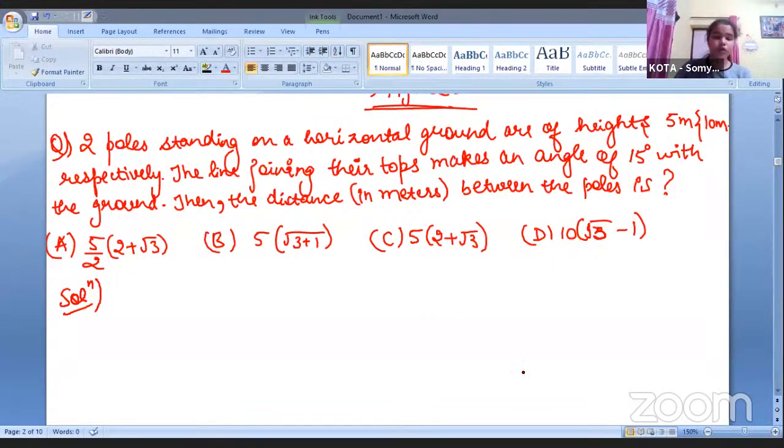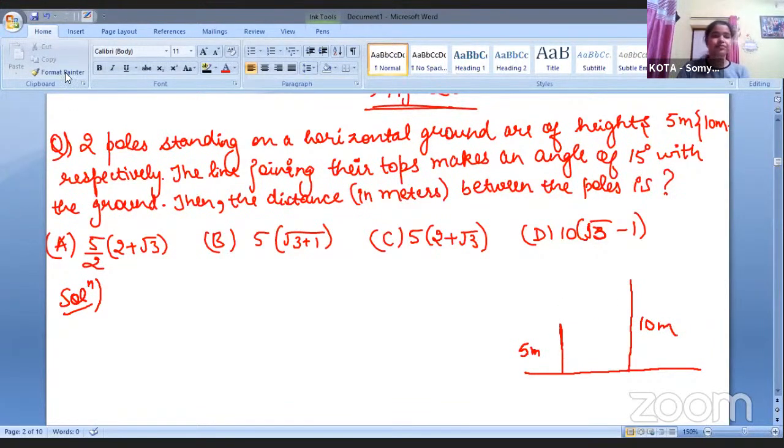Okay, so two poles are standing on a horizontal ground. Make a horizontal ground. Let the two poles stand there. One pole is this, second pole is this. Why am I making them of different heights? Because the heights are given. One is given as 5 meter, another is 10. So I should draw it as half of it. Let it be half. It is 10, it is 5. Till here is it clear? 5, 10, two poles are there.